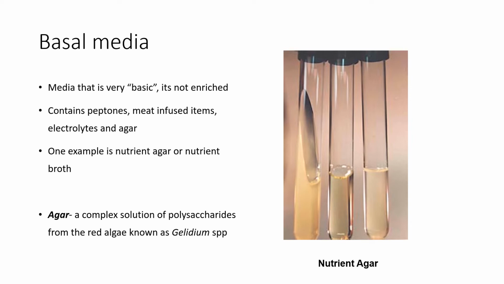And you can see in that picture on the right, we've got a slant. The first tube on the left is a slant. That's a nutrient agar slant, which is basic. And then we've got two broths there, which are actually nutrient broths. And again, they're very basic. Agar, of course, is a complex solution of polysaccharides from the red algae known as Gelidium species. And we're going to talk about agar a little bit more in the upcoming slides.